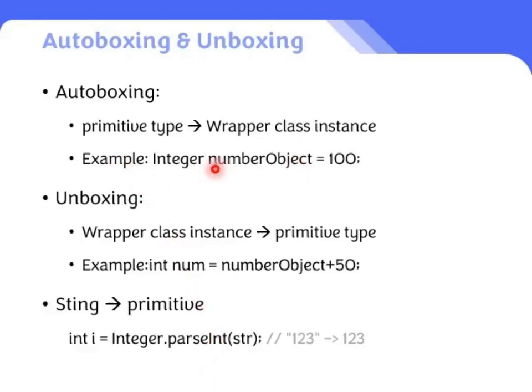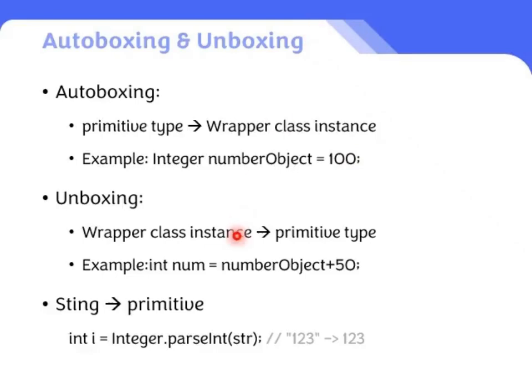Let's say we have a number object defined as an integer, a wrapper class, and we simply assign the value 100 to it. The value 100 is a primitive int type, but this primitive constant, 100, fits right into the variable of the integer object type without any issues. What do we call this? This is called autoboxing. Java automatically wraps the value 100 as new integer 100 for you.